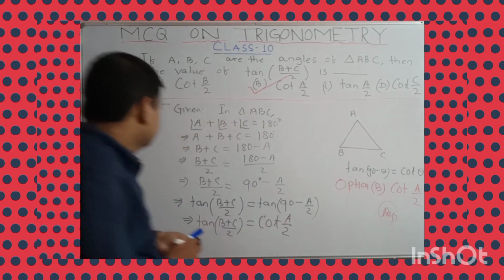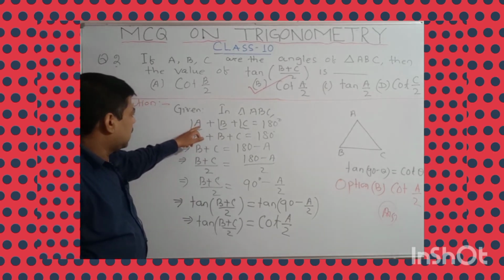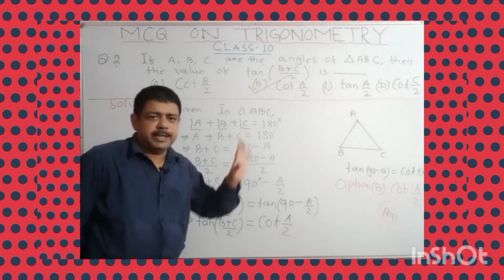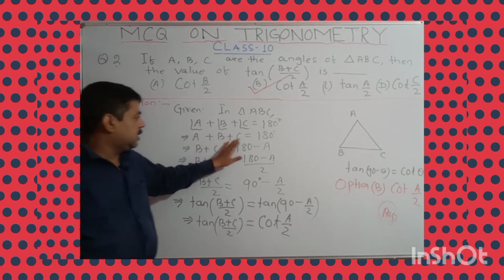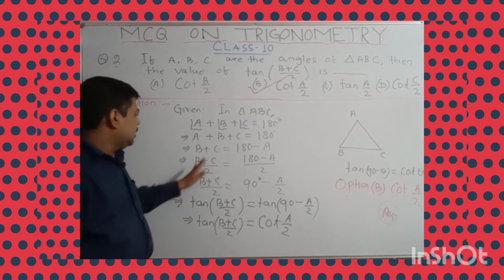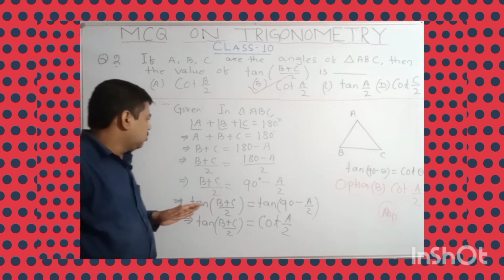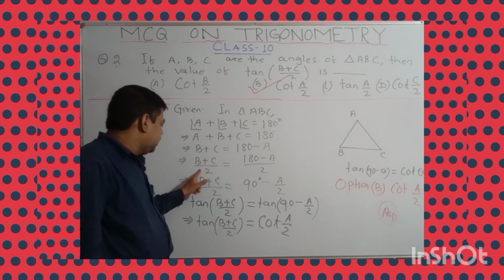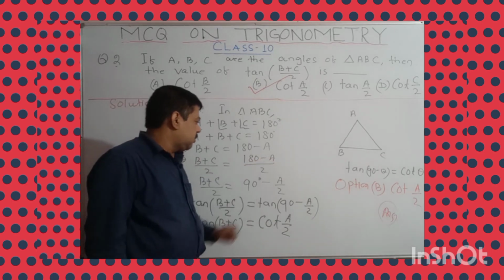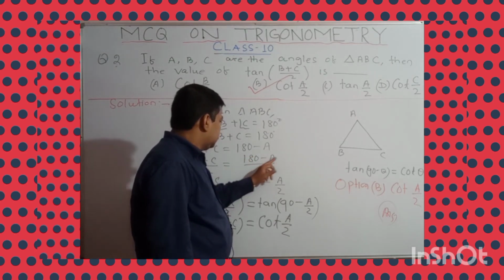Once again, see, given in the triangle ABC, since ABC is a triangle, angle A plus angle B plus angle C is equal to 180 degree, the angle sum property of triangle. It means, removing the angle sign, A plus B plus C is equal to 180 degree. Here B plus C is equal to 180 minus A, you transpose angle A to the right side. Divide both sides by 2, and you get B plus C by 2 is equal to 180 upon 2, which is 90 degree minus A by 2.